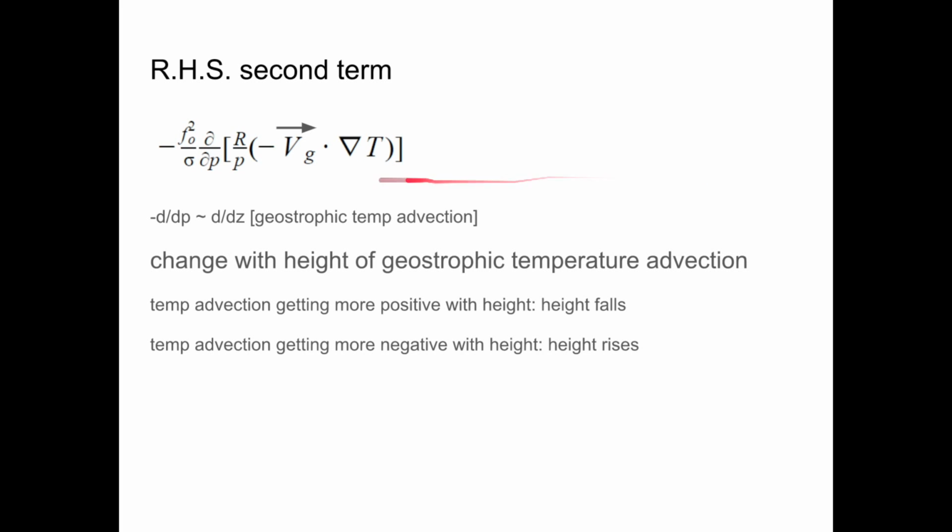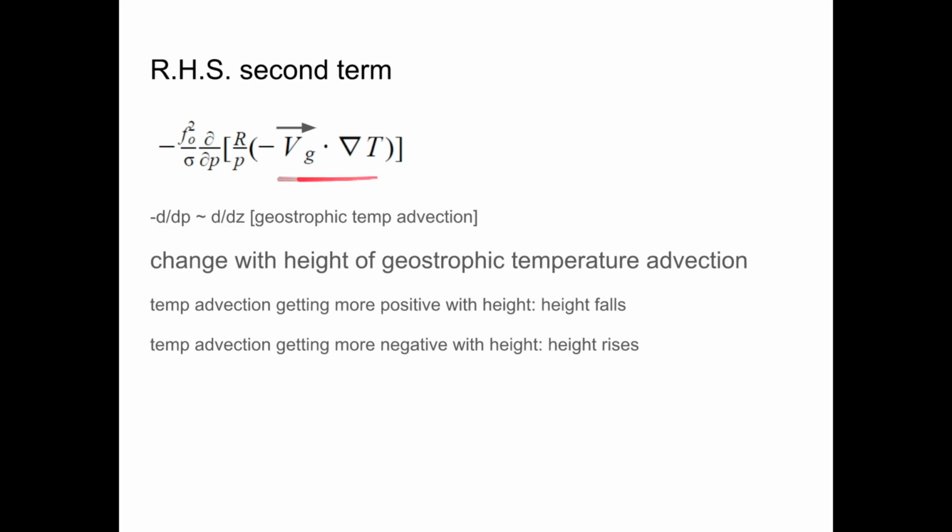The second term, you can see it involves minus Vg dot del T, so that's the geostrophic temperature advection. And then there's a minus d by dp of that, right? Remember f naught squared is positive. Sigma is the static stability parameter, that's positive if the atmosphere is stable. So we just have a positive number. We're basically looking at minus d by dp. So we're taking the vertical derivative of what's in the square bracket. And the trick is, if we see minus d by dp, we should be thinking plus d by dz.